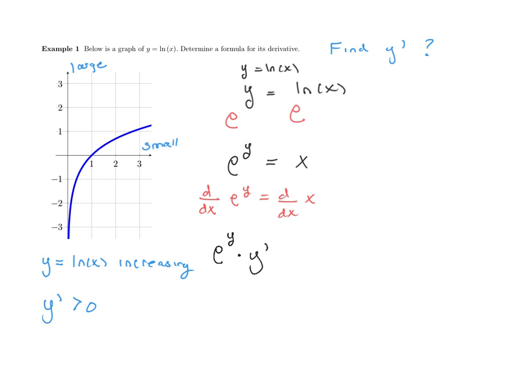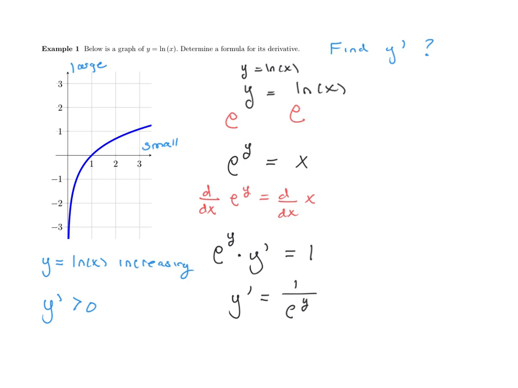That's exactly the thing that we're solving for. On the right, the derivative of x with respect to x is 1. Our goal was to find y prime. It is right here. I can divide this to the other side. We have y prime is equal to 1 over e to the y.